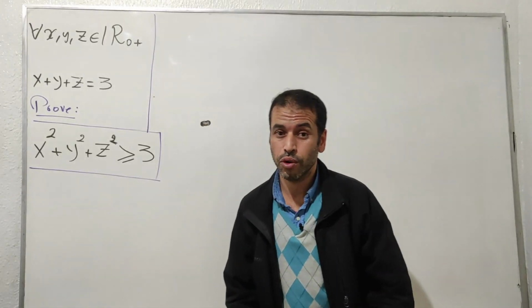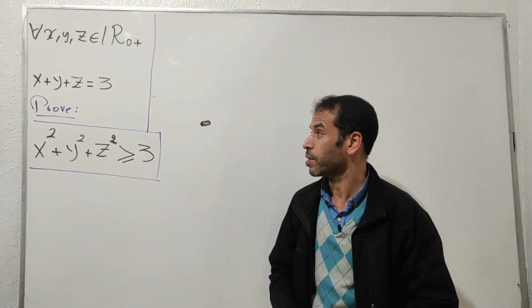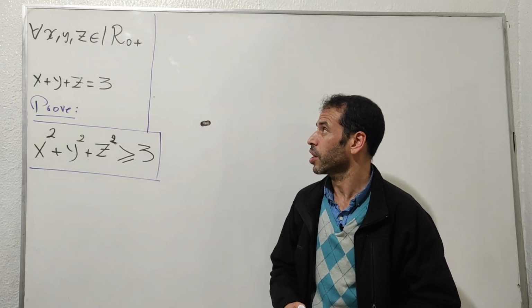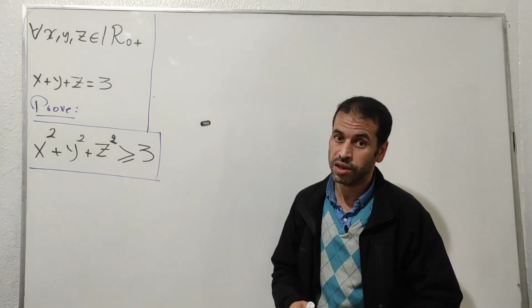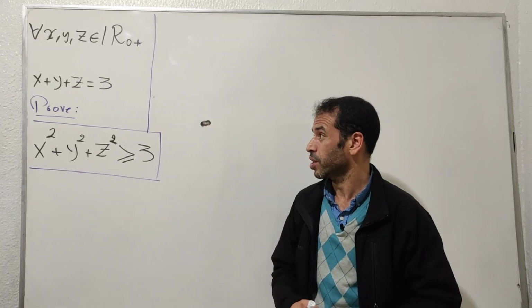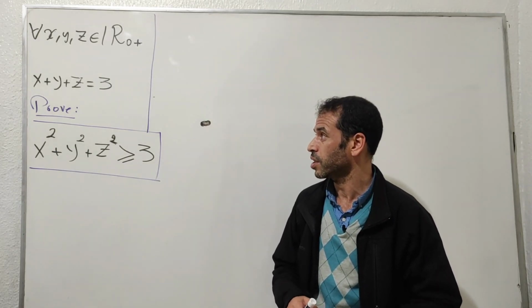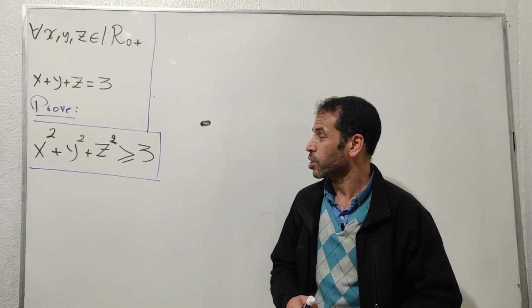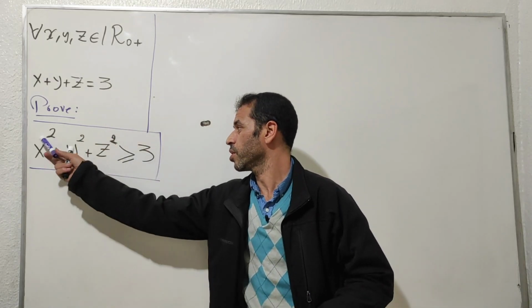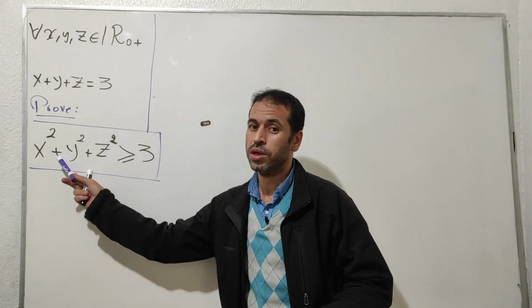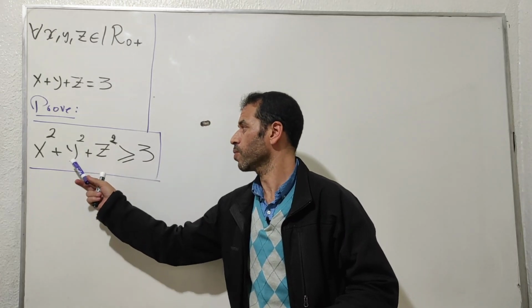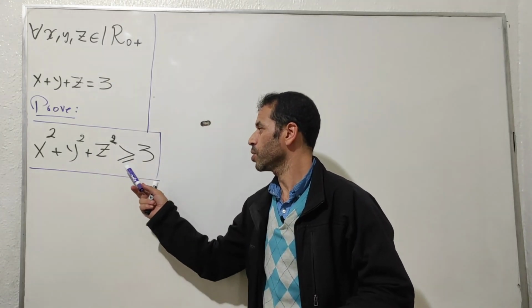So in today's video, I have brought you a very nice problem that was suggested by a viewer. Here is the statement. For all x, y, and z non-negative real numbers, satisfy the following condition: the sum of x, y, and z equals 3. We are going to prove that the sum of these squares, x squared plus y squared plus z squared, is greater than or equal to 3.